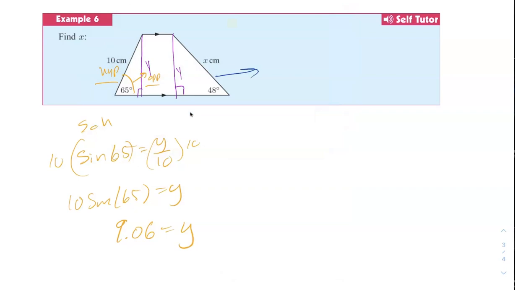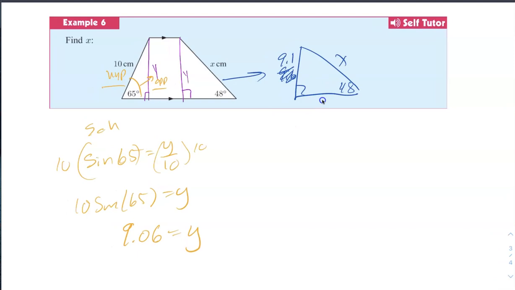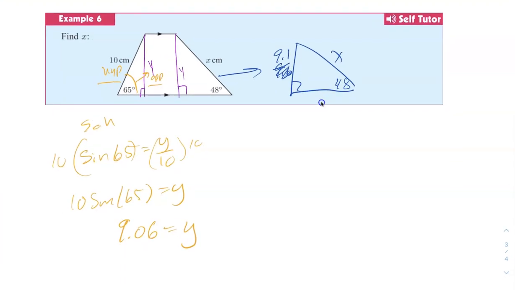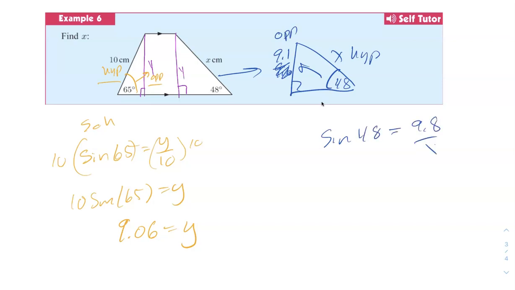My triangle here is my triangle. Here's 48. This is 9.06. This is say 9.1 probably. And I want to find the hypotenuse. Now again, I cannot do a squared plus b squared equals c squared because I'm missing a side. So I'm going to have to do SOHCAHTOA again. Here's my side, and it's sine once again. So it's sine of 48 equals 9.1 over x.